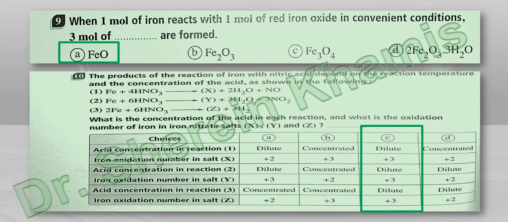Here the answer is that all of them, X, Y, and Z, have oxidation number plus 3, and in all cases the acid will be diluted. I think it's an easy question and very important. Let's go to question number 11.